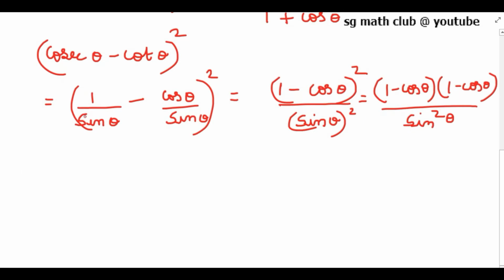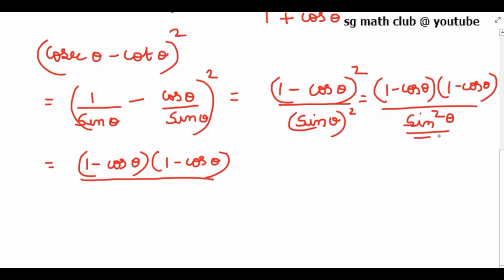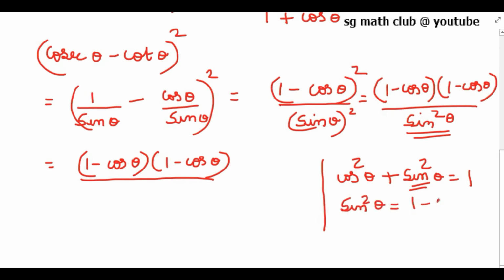Now the next step, 1 minus cos theta, numerator I will write as such 1 minus cos theta. Now we are going to use the trigonometric identity what you have studied. You have studied cos square theta plus sin square theta equal to 1. So what is sin square theta from this? Sin square theta equal to 1 minus cos square theta. So I am going to replace sin square theta as 1 minus cos square theta.